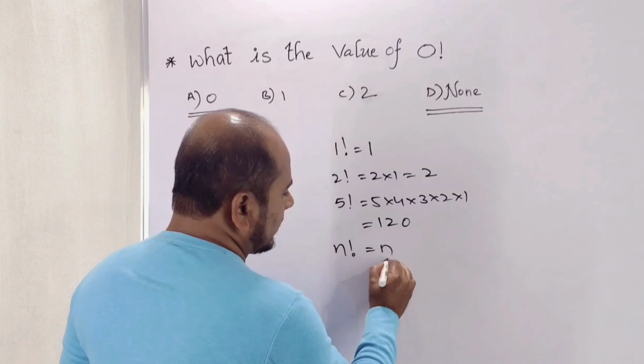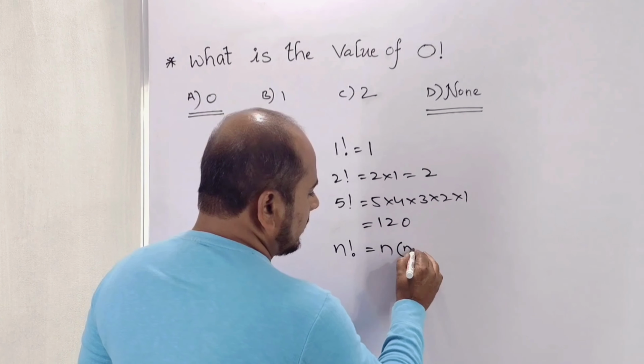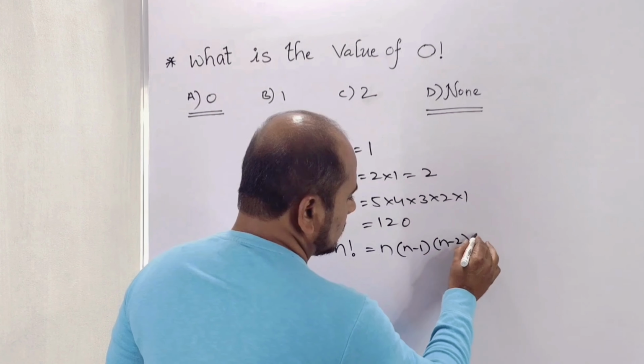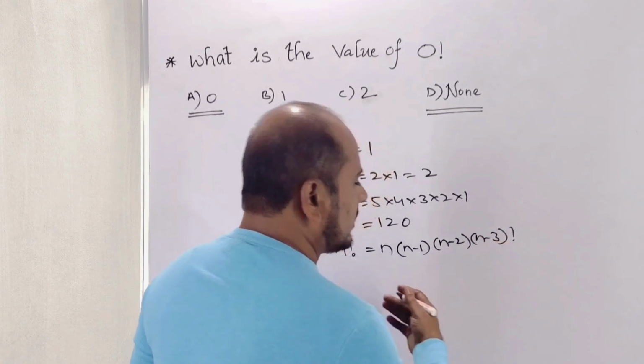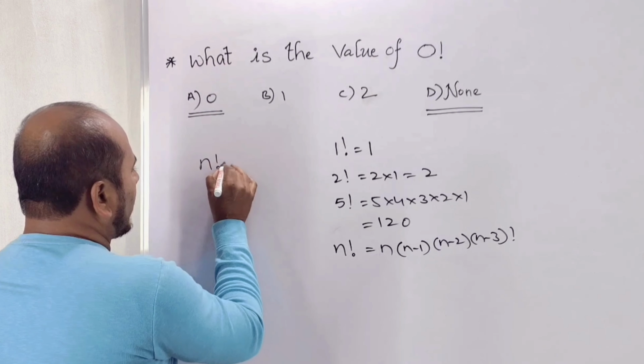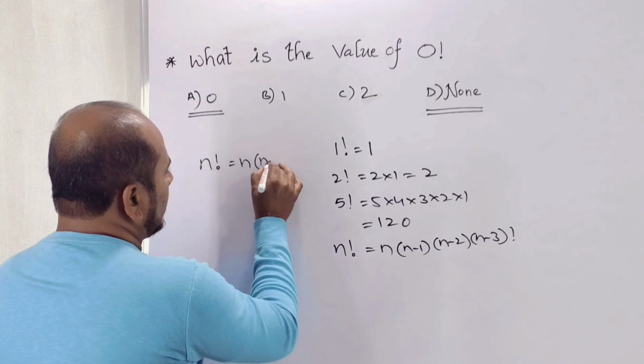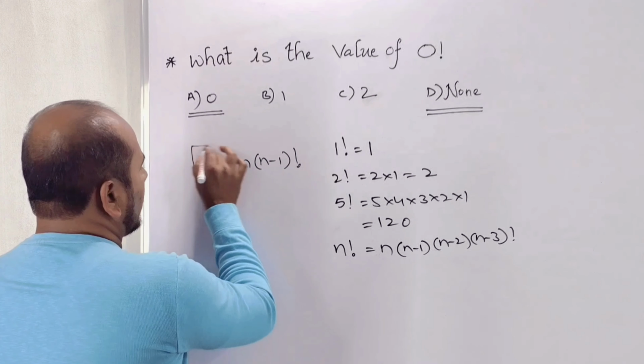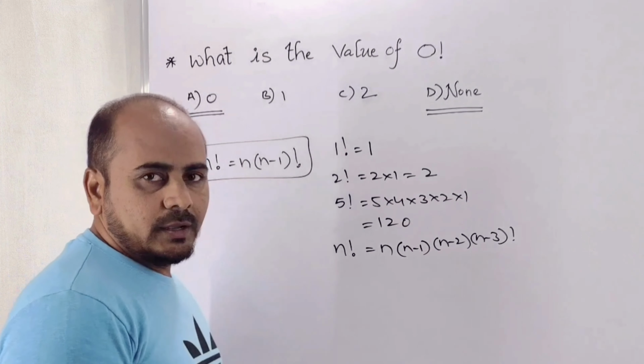Similarly, n factorial can be written as n into n minus 1 into n minus 2 into n minus 3 factorial. Like this you can continue it. So in a short way we can write n factorial is equal to n into n minus 1 factorial. This is one of the formulas, my dear.